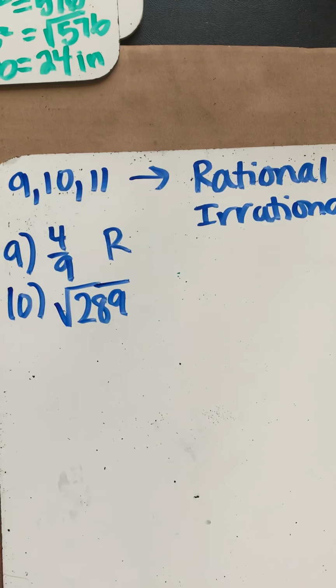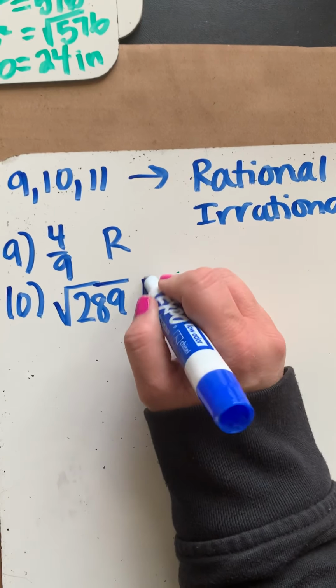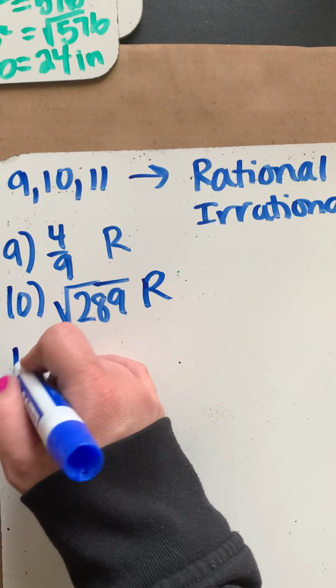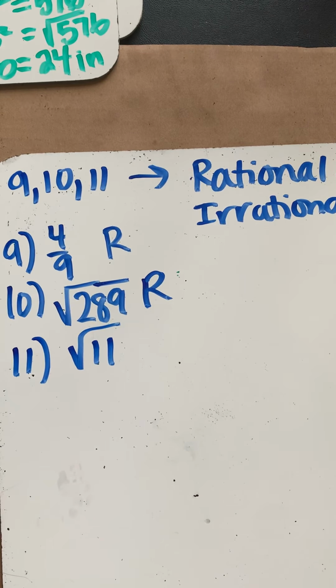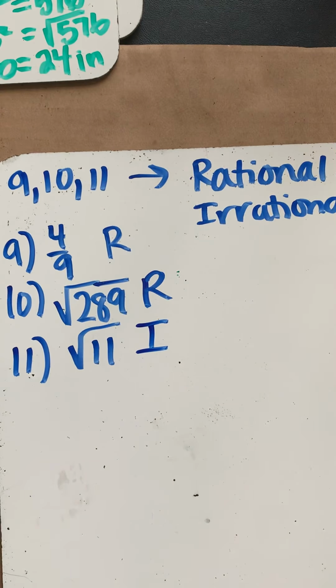This you wouldn't know probably without using your calculator. When you use your calculator, you find out it's a perfect square. Okay, and that means it's rational. And then finally, square root of 11. Again, if you were to use your calculator, that would come out as a long non-repeating decimal. It's going to be this weird kind of looking number. Therefore, this is going to be irrational.